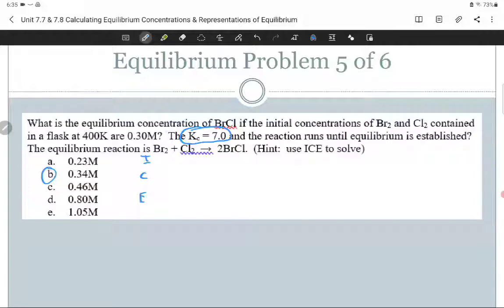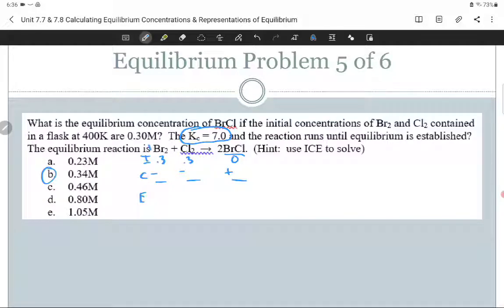And it says, what's the equilibrium concentration of BrCl? That's the product. If the initial concentrations of Br2 and Cl2 contained in the flask at 400 K are 0.3 molar, so let's put in a 0.3 for Br2 and a 0.3 for Cl2, and we have a 0 for BrCl. Now, if we have a 0, we didn't have an initial amount of an item, then we don't need to look at the Q versus K. We know you can't subtract from 0, so that means you'd have to add from 0. So we already know which way it's going to proceed to get to a dynamic equilibrium.